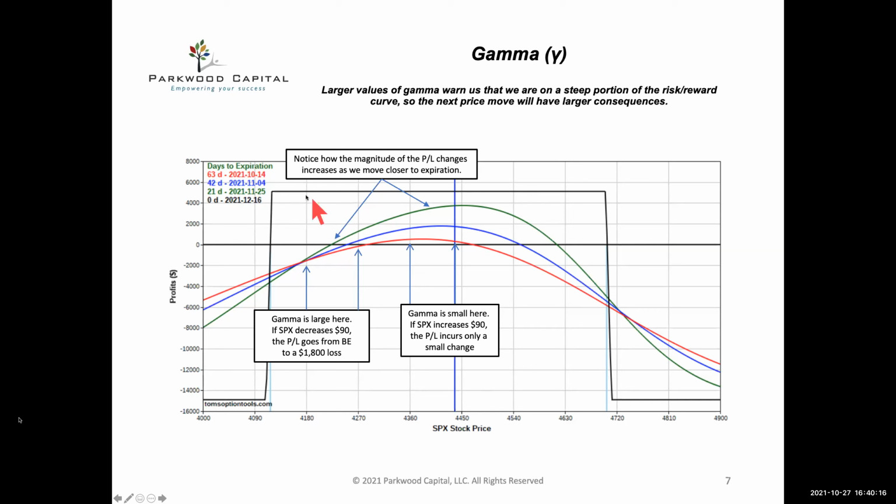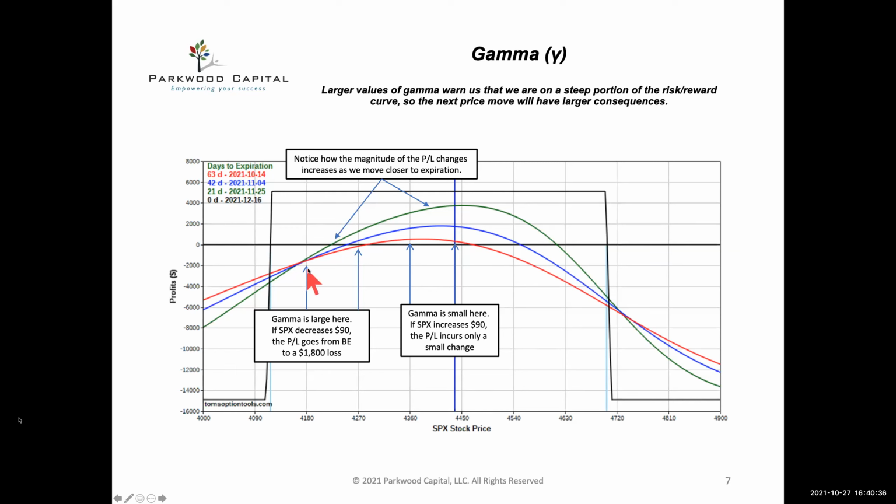Also notice these black lines right here. This black line is the profit and loss for this position at expiration. Red is where we are today. And then we divide the time in thirds, the time to expiration. So blue is a third of the way in, green is 2/3 of the way.